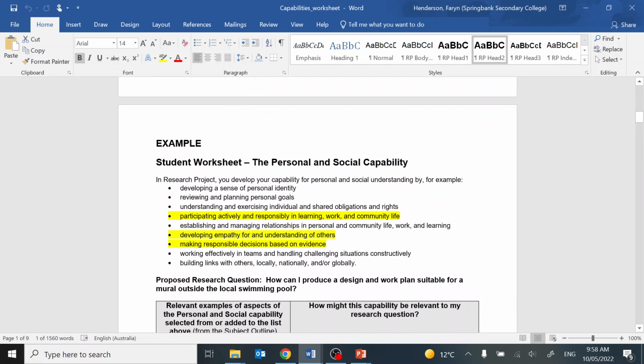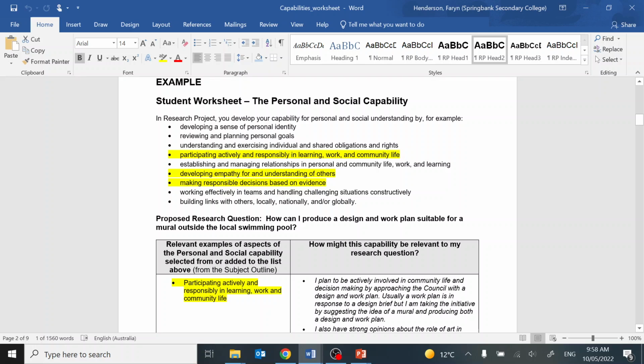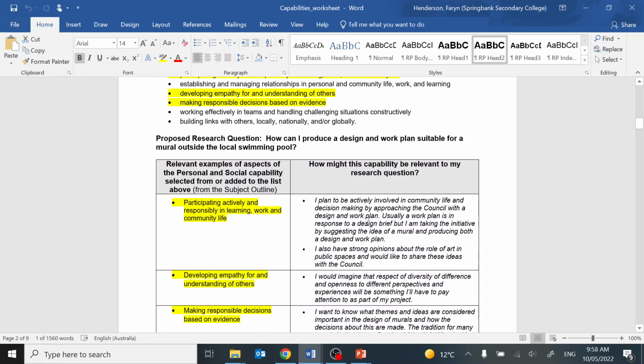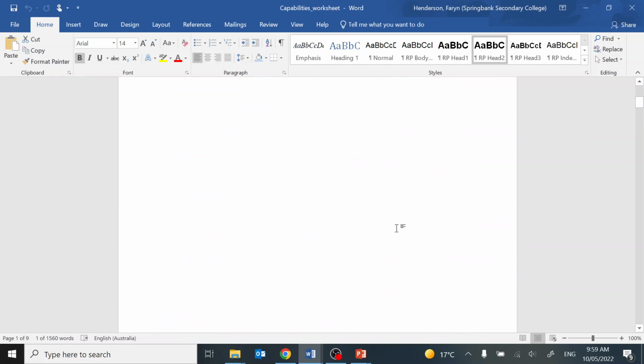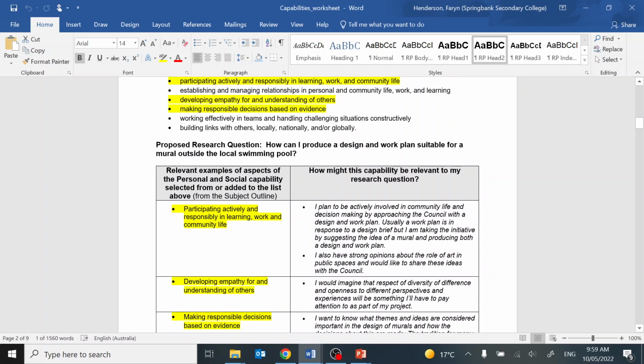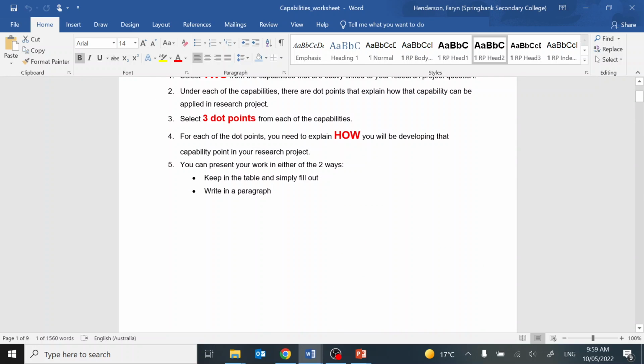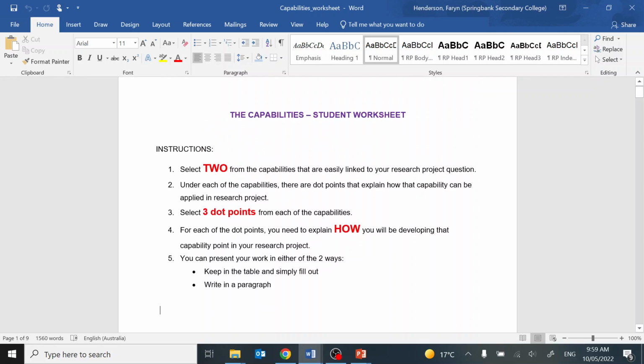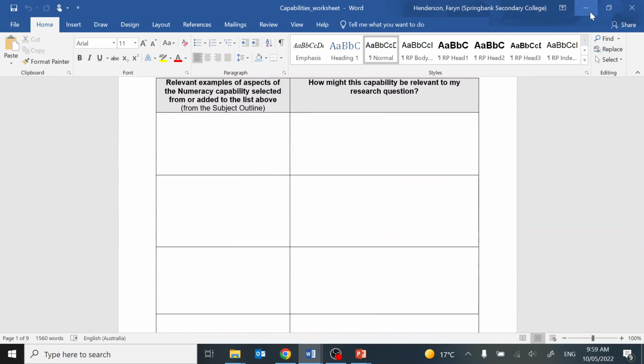Again, I'll highlight, you're going to pick 2 capabilities, highlight 3, I wouldn't do more than 4, 3 areas that you wish to develop, and then you're saying how is it relevant and how are you going to expand and develop that capability throughout your research project. And you can either just copy and paste it in this format into your document, or you can rewrite it as a paragraph, which you have already seen in the exemplars. Okay, so that's the student worksheet.